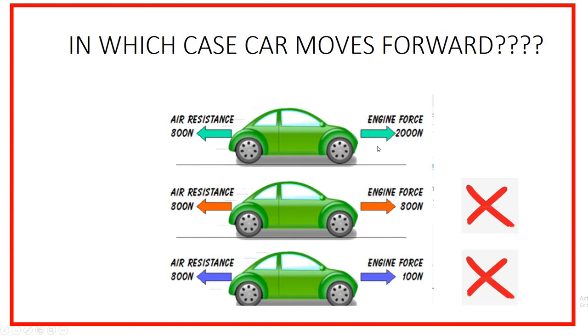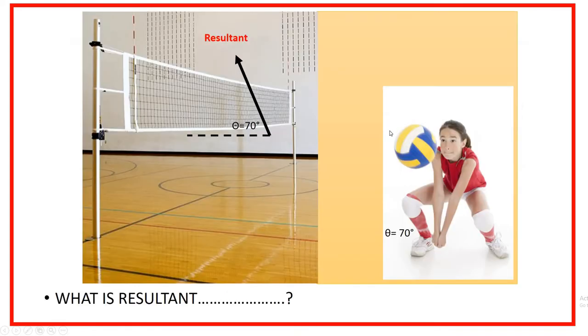Now in this case the resultant force of the engine is 2000 Newton and the air resistance is 800 Newton, right? So this car definitely moves forward because the resultant force of the engine is more, right? So this is about the resultant, and now let's see what the resultant is.